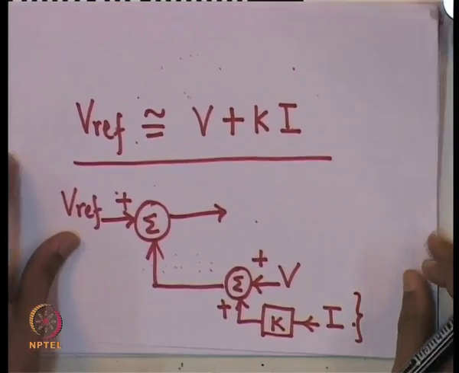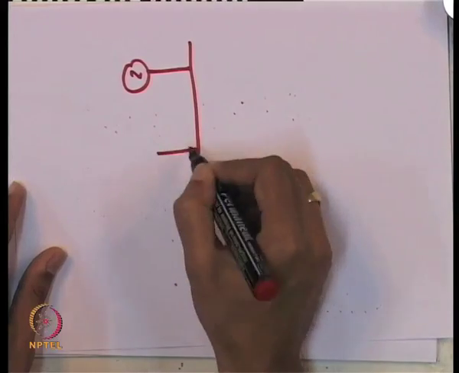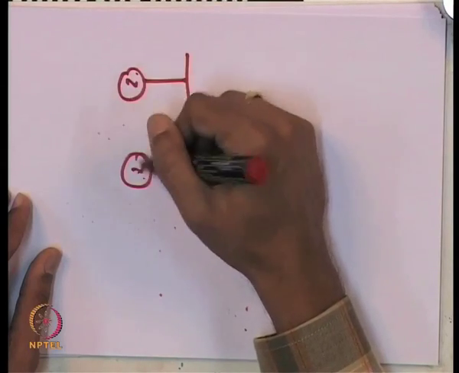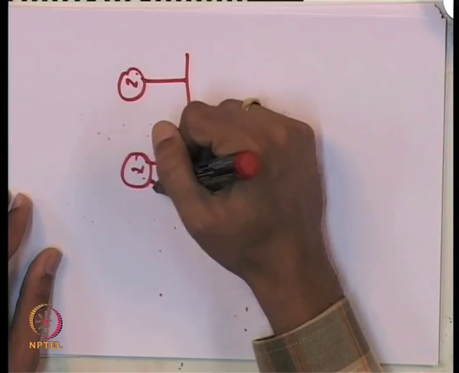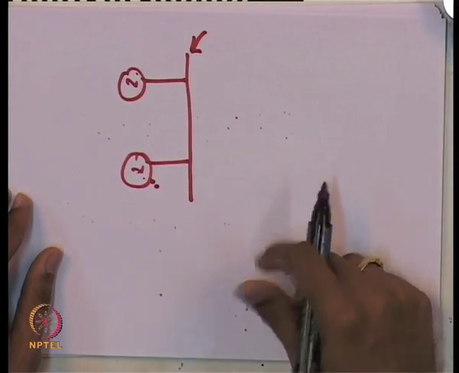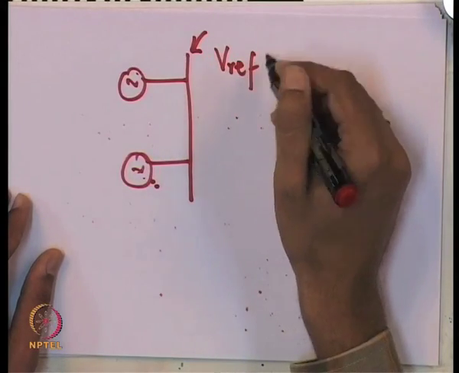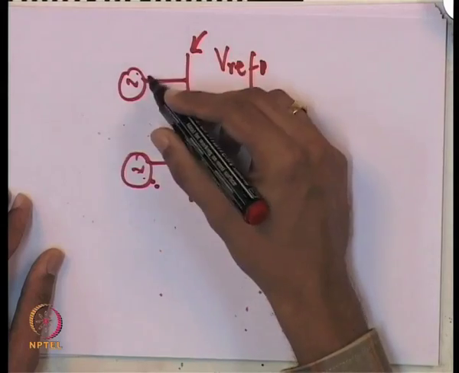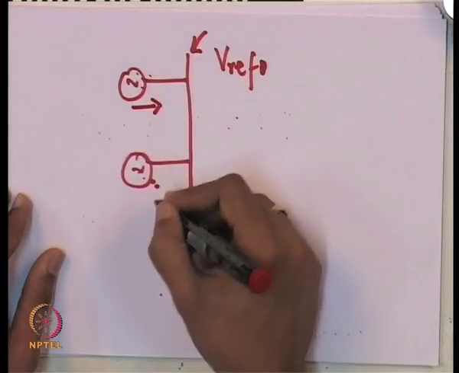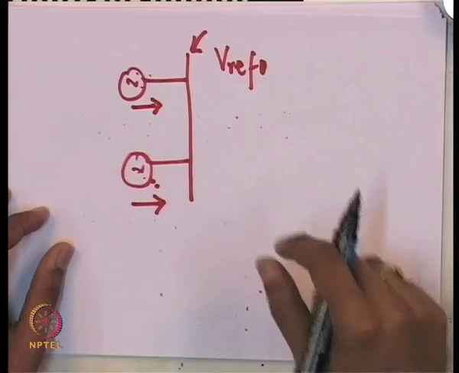The thing is that if you have two machines connected to the same bus, these are two synchronous machines connected to the same bus, and both these machines have an excitation system. Both are trying to maintain the voltage of this bus constant at VREF. The question arises: how much does each individual machine contribute to keeping this voltage at VREF?